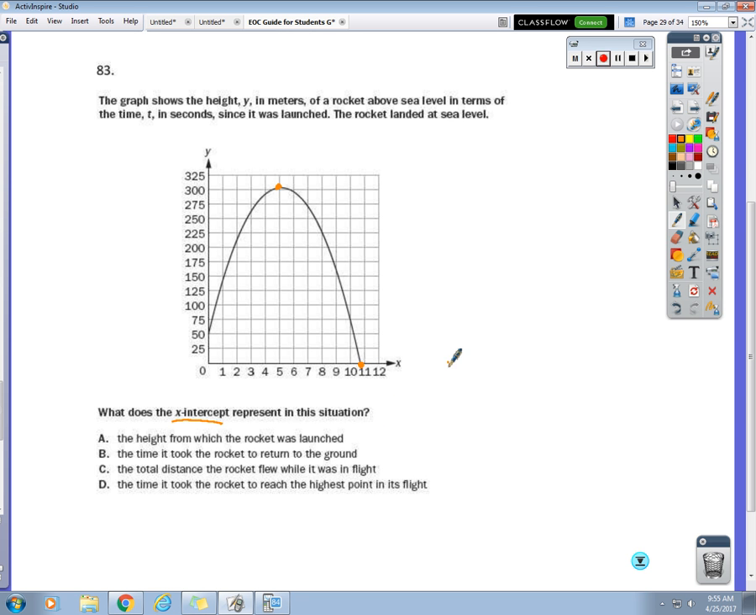So in that 10 point something seconds, okay, maybe like 10.75 seconds because it's closer to 11. So A, the height, does the x-intercept represent the height from where the rocket was launched? No. First of all, we already know it's seconds because it's on the x-axis. So get rid of anything that says height. The time it took the rocket to return to the ground. Yes, that's right. Well, think about it. It went to its highest, and then it starts falling, and it hit the ground at 10 point something seconds. So it's the time it took for the rocket to return to the ground. Does that make sense?